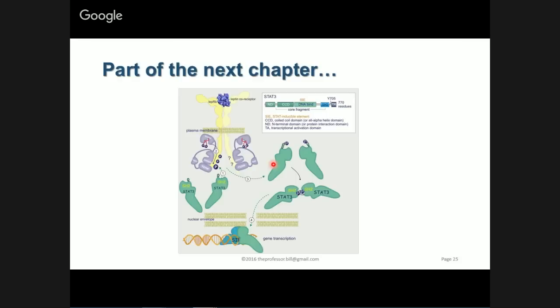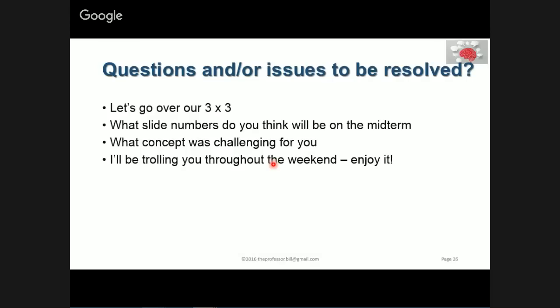And I'll make it worth your while. Right before your midterm, I will give you one of the questions for your midterm, the multiple choice test question, right before you actually write it, and it will be identical to the question that you get on your midterm itself. So let's go through our 3x3.